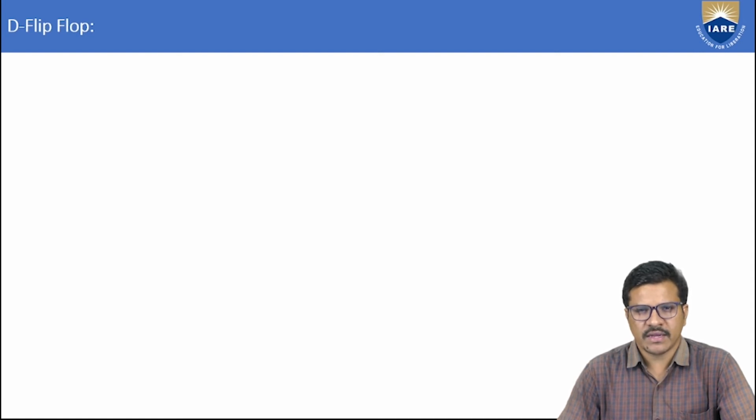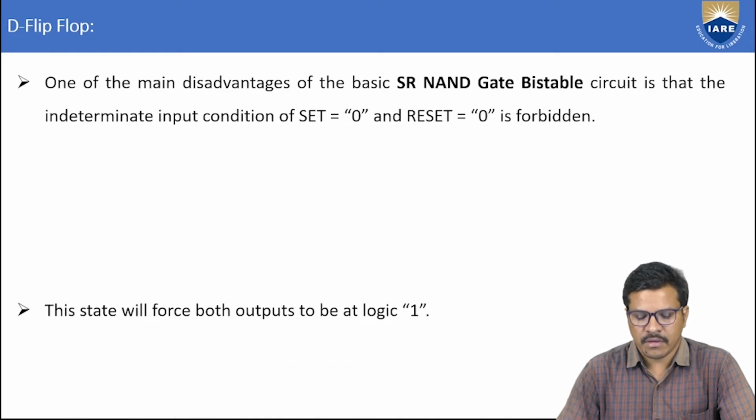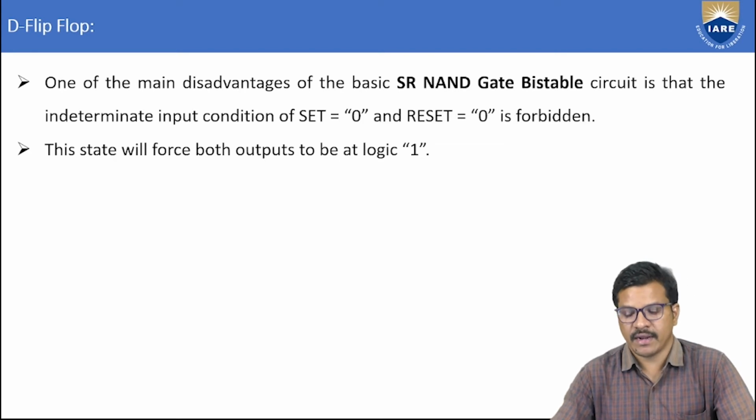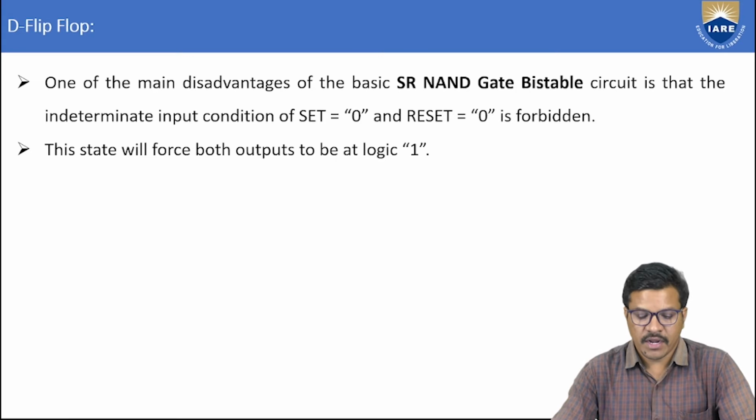When we look at the SR flip-flop, one of the main disadvantages of the basic SR NAND flip-flop is that the intermediate input condition of S equal to 0 and R equal to 0 is forbidden. This state will force both outputs to be at logic 1 in the SR NAND flip-flop.